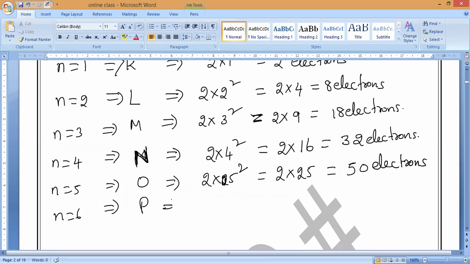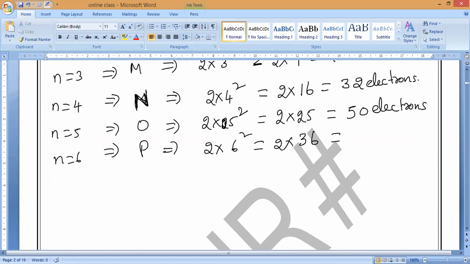Now n is equal to 6, if you notice. So 2 into 6 square, which means how much, guys? 36, and 36 twos are 72. 72 electrons. Understanding? So the maximum number of electrons which we can fill is 72 electrons.